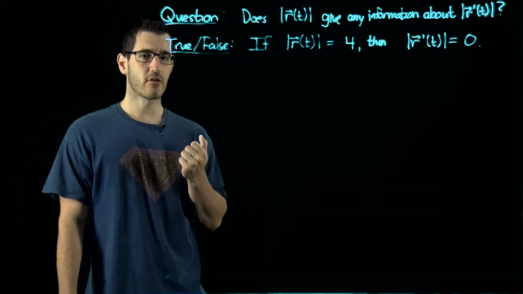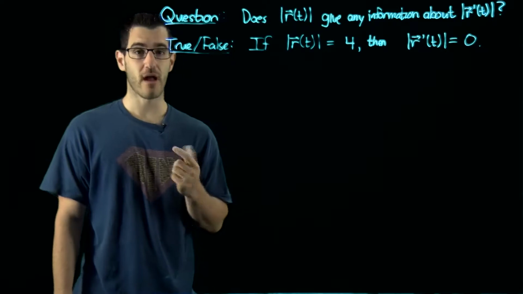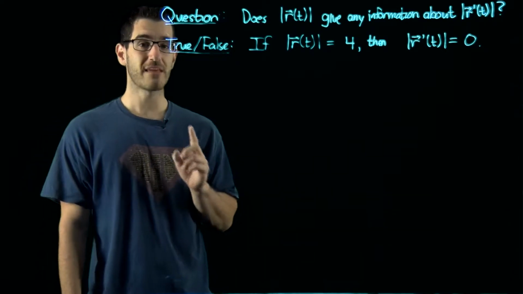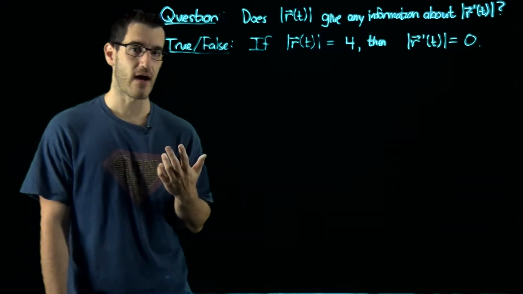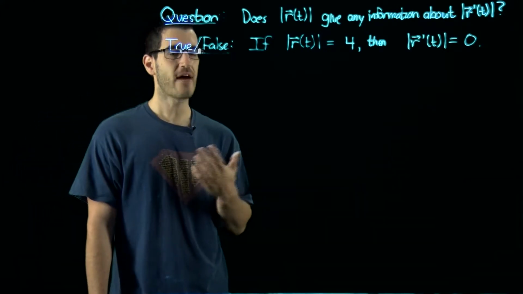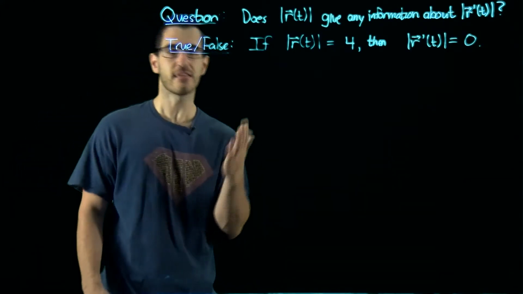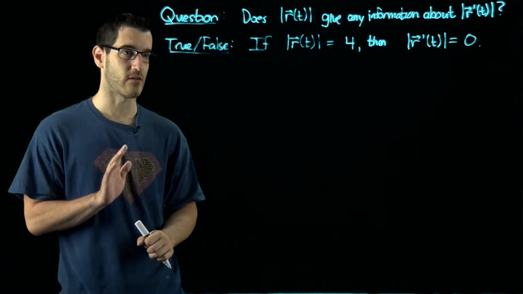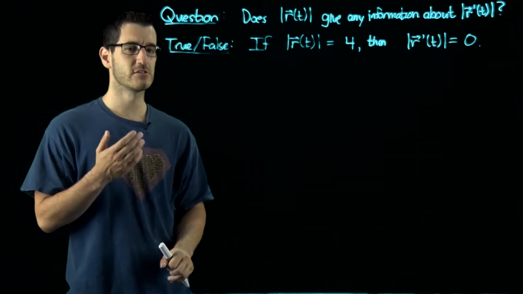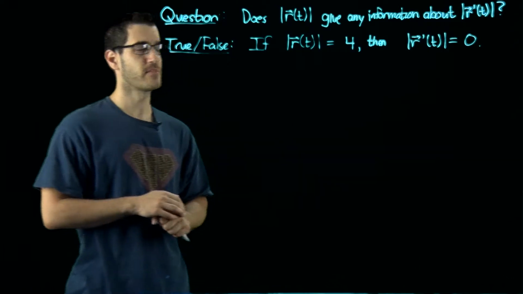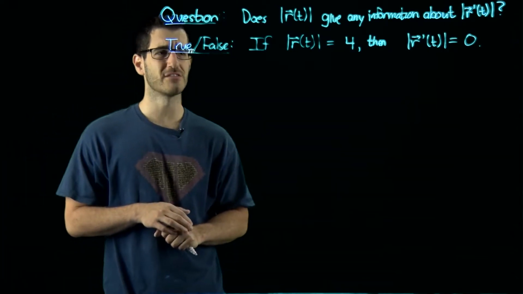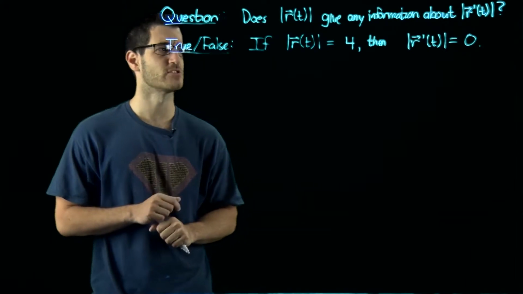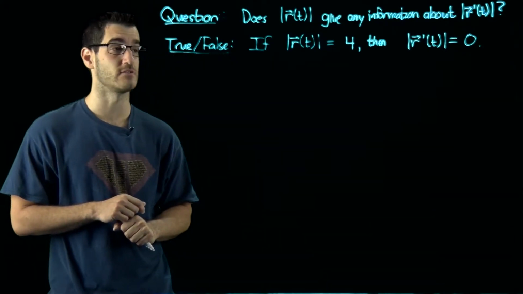So there are many, many ways to parameterize a curve, and there are many different speeds that we can trace that curve out. So just because we have a curve doesn't tell us anything about the speed at which we trace it out. So my general impression from thinking about this is that no, if we know what the magnitude of r of t is, it doesn't really tell us much about the magnitude of the derivative.